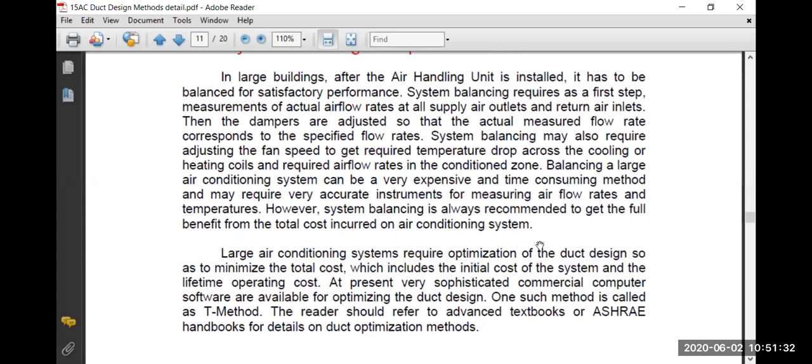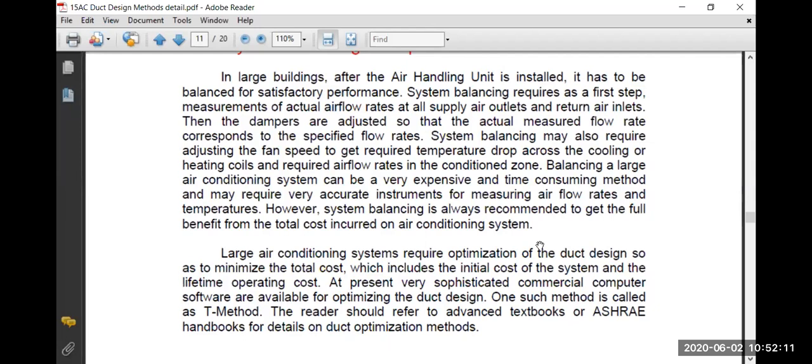So that is why in large buildings, after the air handling unit is installed, it has to be balanced for satisfactory performance. System balancing requires as a first step measurement of the actual airflow rate at all supply air outlets and the return air inlets. Then the dampers are adjusted so that actual measured flow rates correspond to the specified flow rate, that is the design flow rate. System balancing may also require adjusting the fan speed to get required temperature drops across the cooling and heating coils and required airflow rates in the conditioned zone.